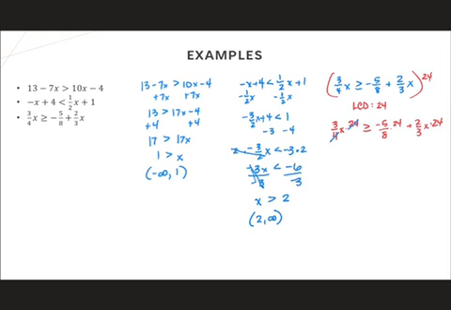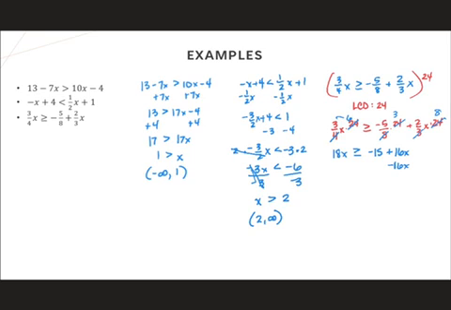So 4 goes into 24 and leaves behind a 6. So 6 times 3 is 18x. 8 goes into 24 and leaves a 3. So negative 5 times 3 is a negative 15. 3 goes into 24 and leaves an 8. So 2 times 8 gives me 16x. And now the fractions are gone and I can just solve it however I want to solve it.